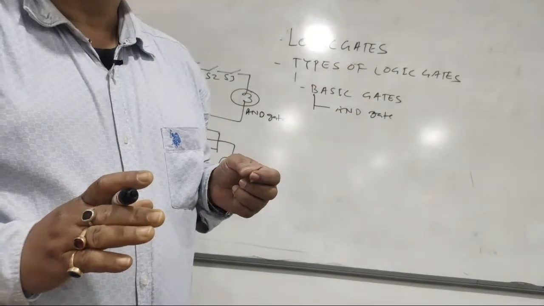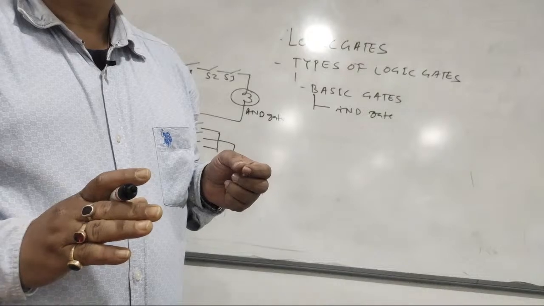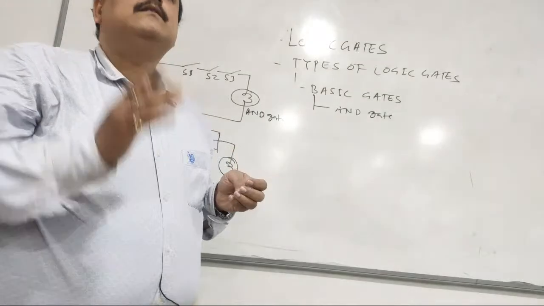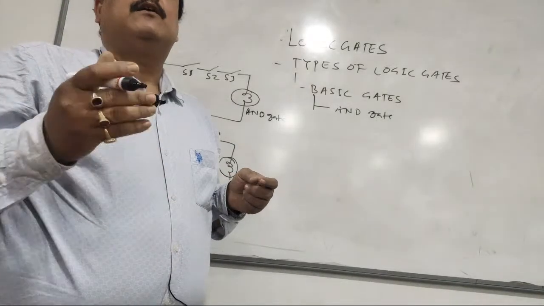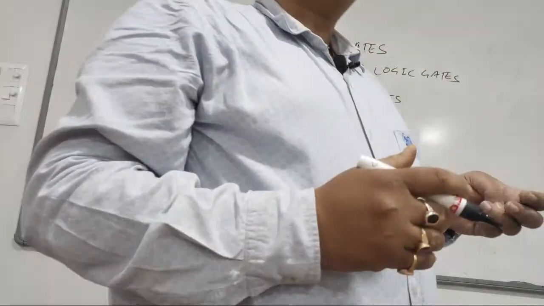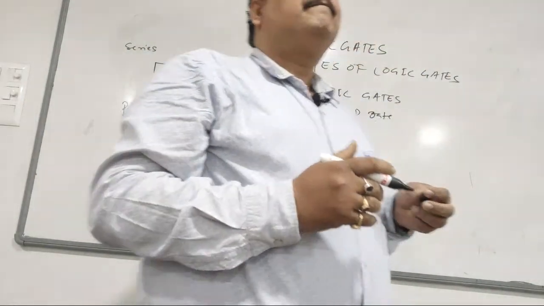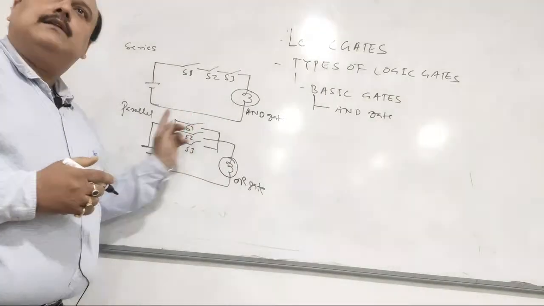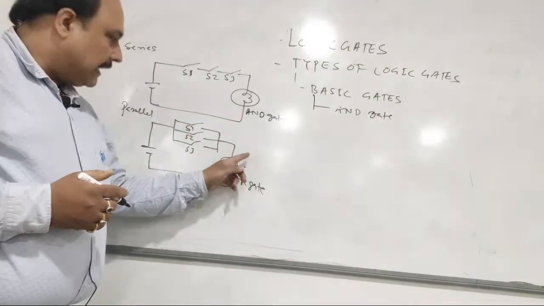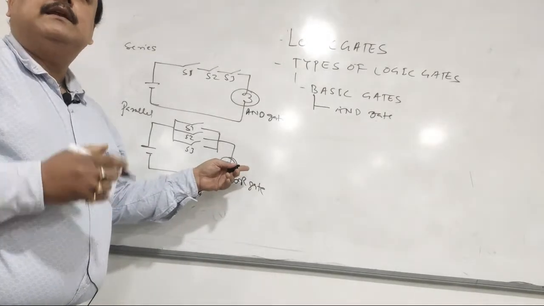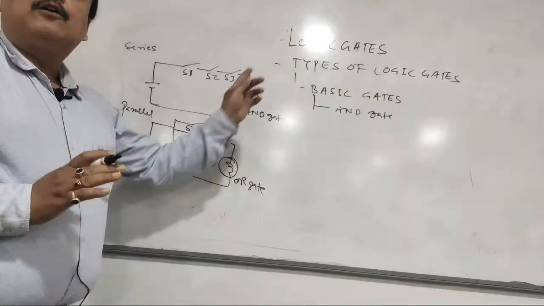If any switch is on, then is the current supply passing or not? If any switch is on, yes, in the OR gate, the current supply is completed and the bulb is on. In the case of the OR gate, we are doing the same job. That means if any of the inputs is high, the output is high.